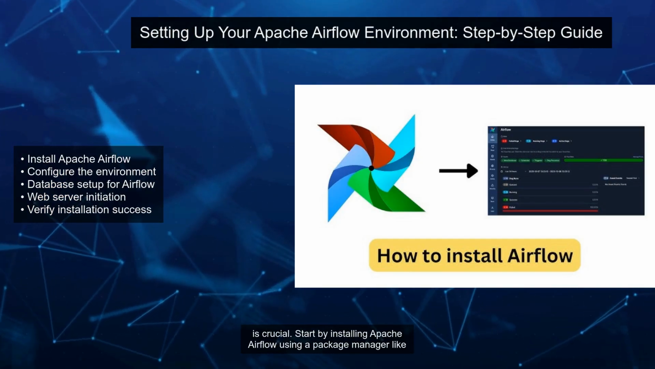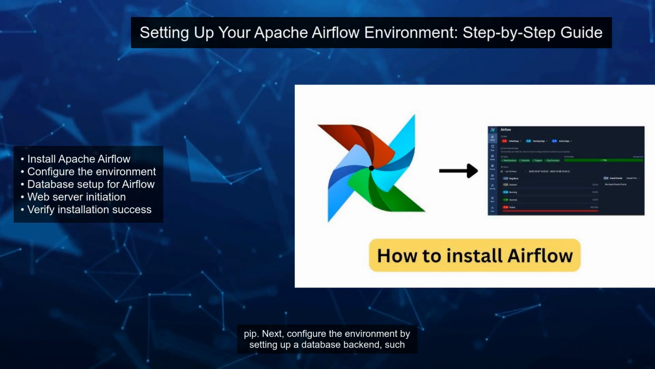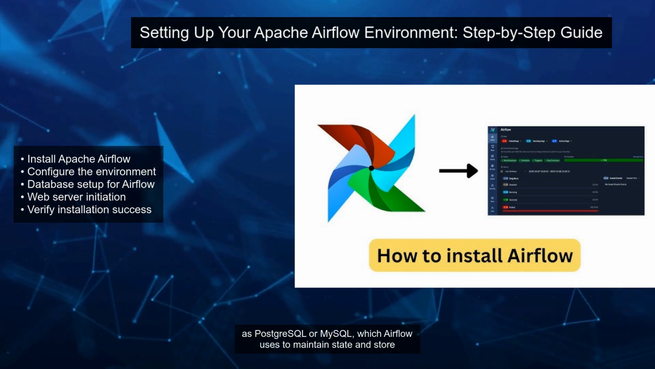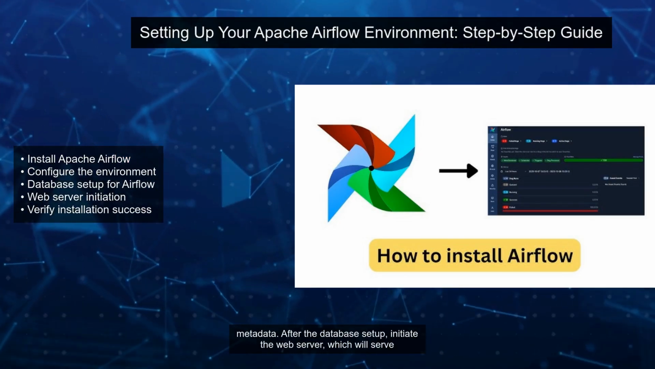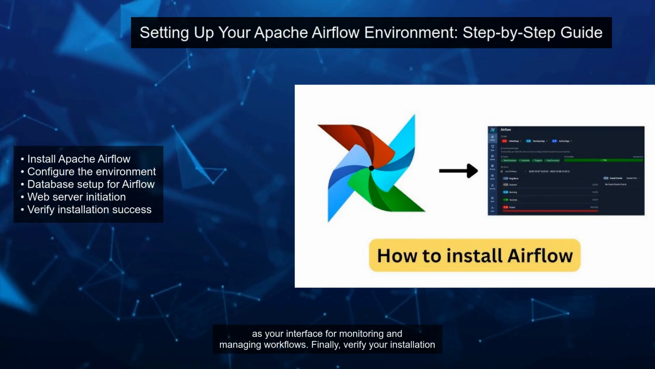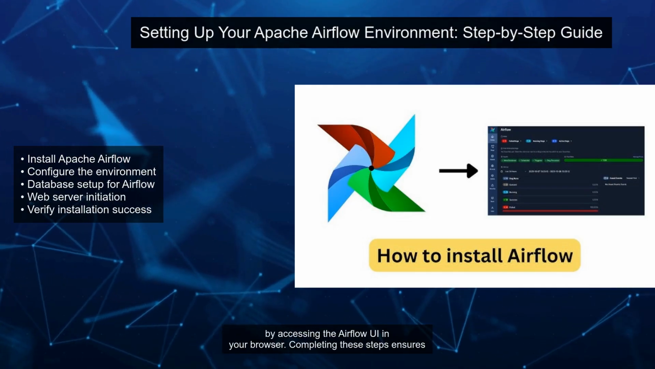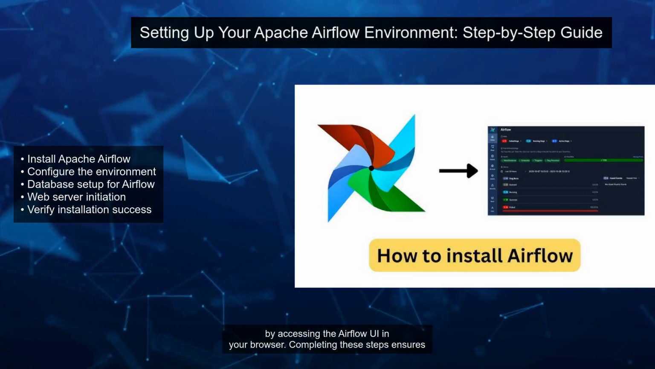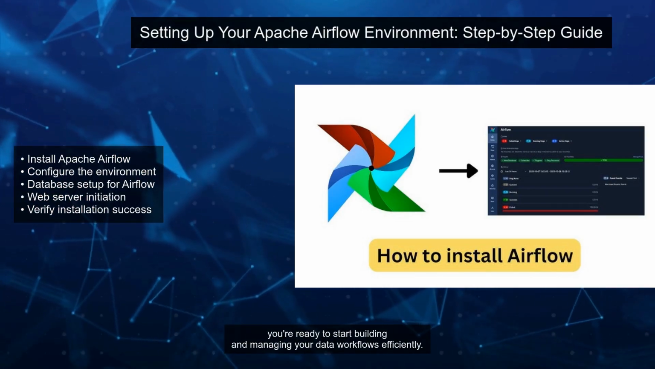Start by installing Apache Airflow using a package manager like pip. Next, configure the environment by setting up a database backend, such as PostgreSQL or MySQL, which Airflow uses to maintain state and store metadata. After the database setup, initiate the web server, which will serve as your interface for monitoring and managing workflows. Finally, verify your installation by accessing the Airflow UI in your browser. Completing these steps ensures you're ready to start building and managing your data workflows efficiently.